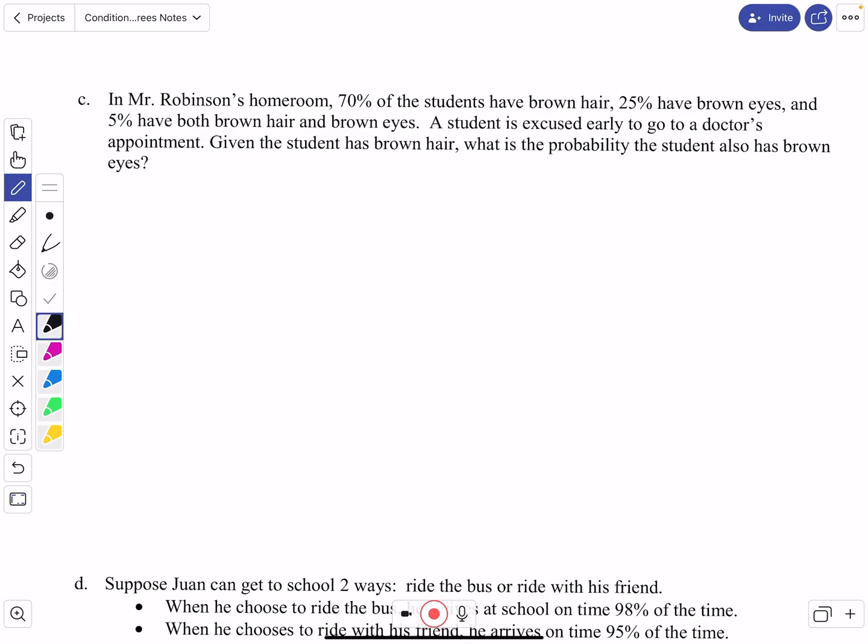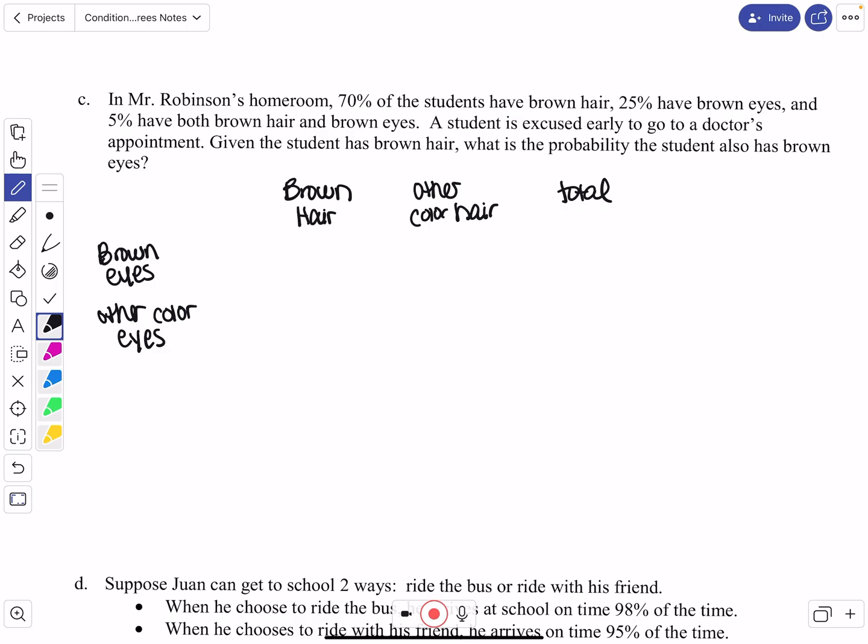So I'm going to make a table for this. So we have brown hair, we have other color hair, and then we have our total. So then we have brown eyes, we have other color eyes, and we have total.